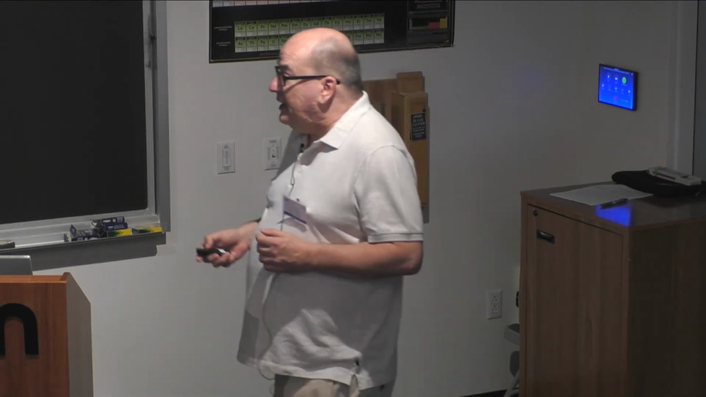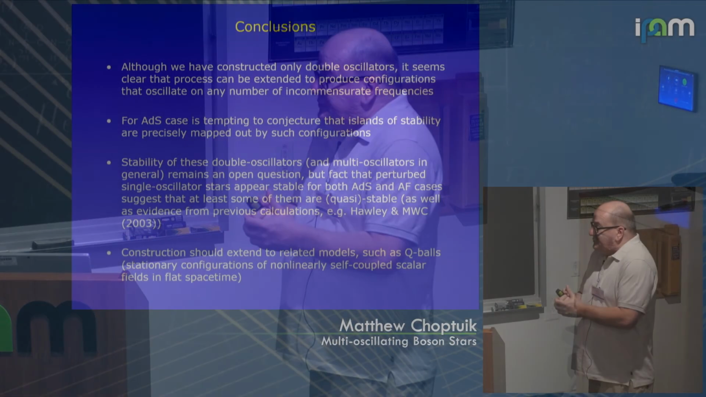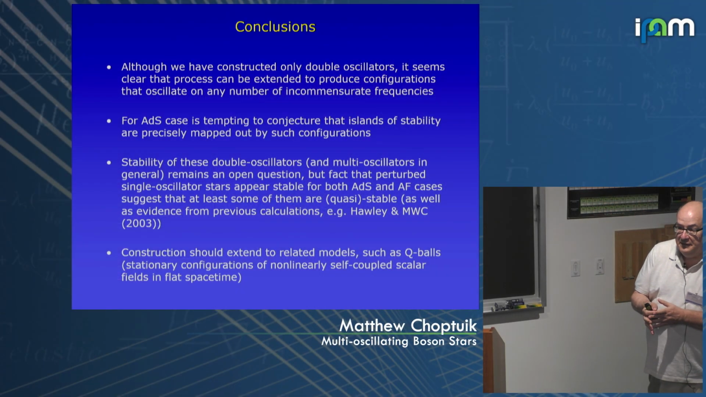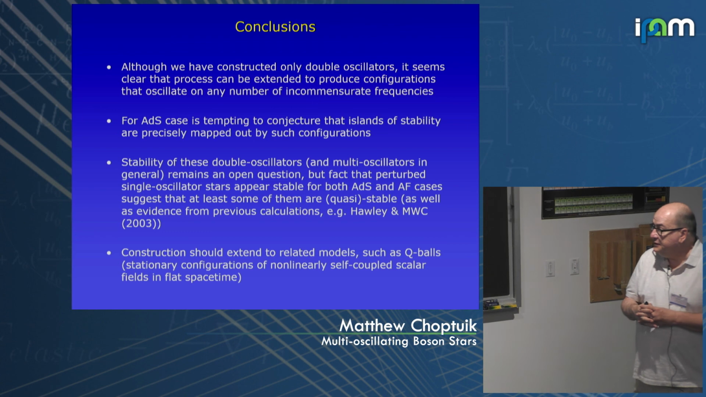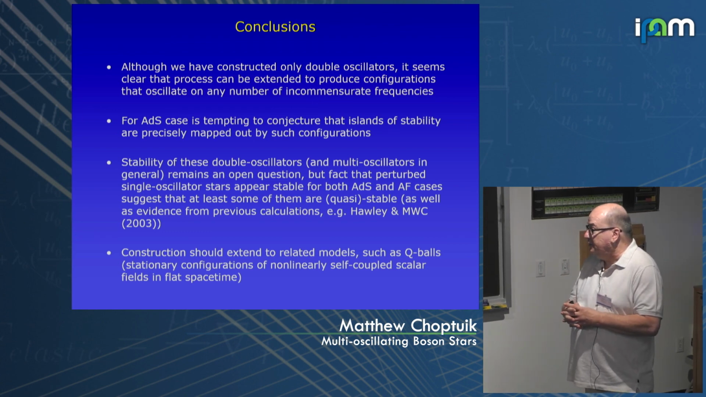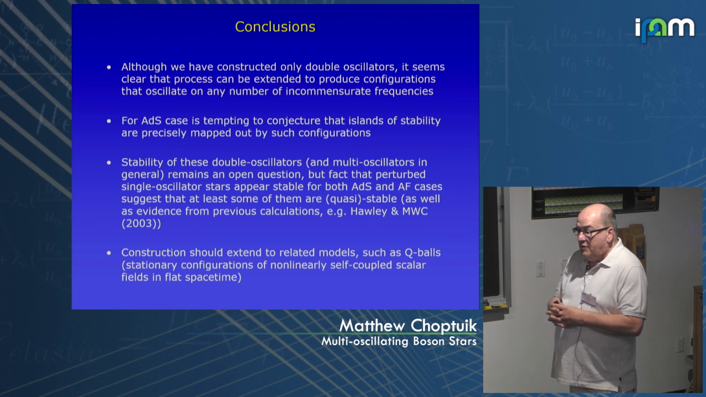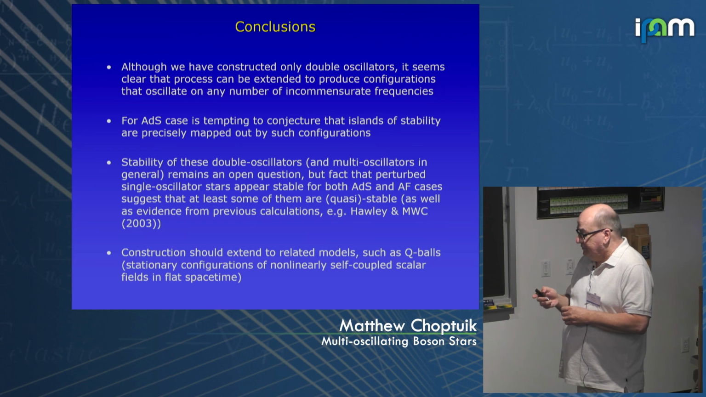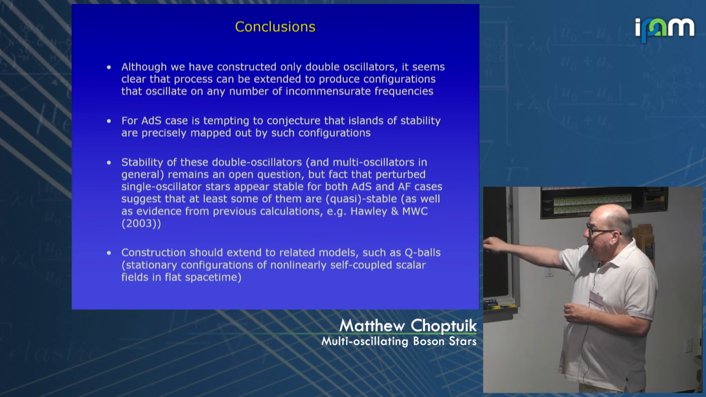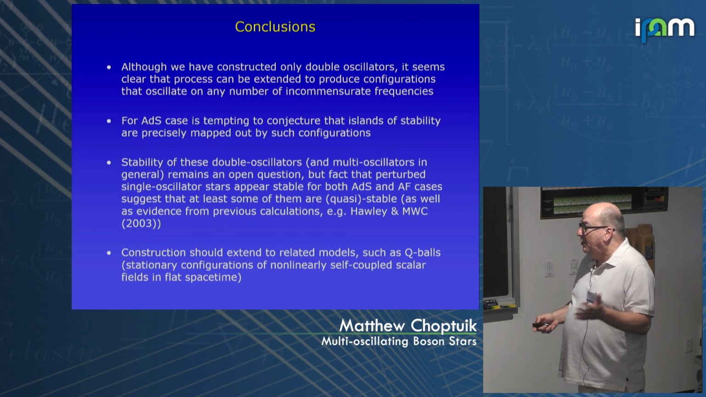Okay, so just to wrap up, we've constructed only the double oscillators, but you can clearly take this and extend the calculations to the case of an arbitrary number of oscillators, so any number of incommensurate frequencies. For the AdS case, it's really tempting to conjecture that if there are islands of stability, they're precisely mapped out by these configurations. But that would definitely be a conjecture that somebody would have to explore. The stability of the double oscillators and the multi-oscillators in general is completely open.